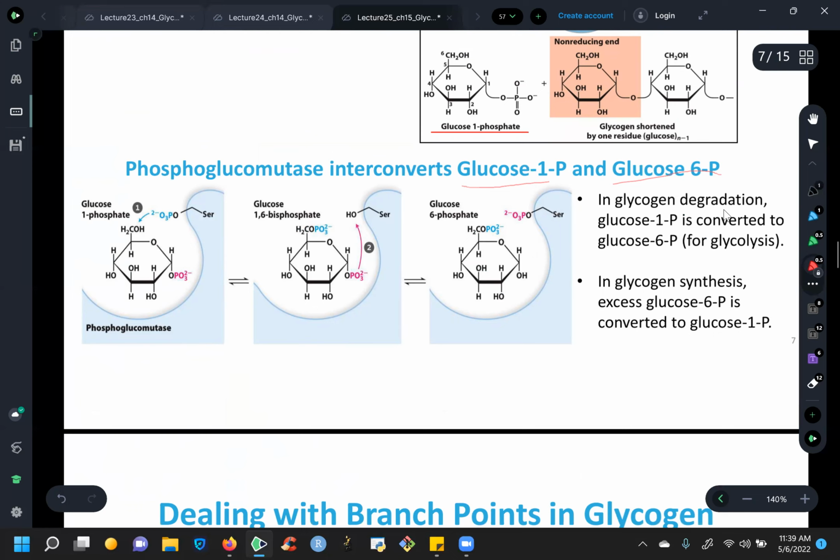In glycogen degradation, glucose 1-phosphate is converted to glucose 6-phosphate for glycolysis. Yeah, because for glycolysis, we need glucose 6-phosphate first. So in glycogen synthesis, glucose 6-phosphate is converted to glucose 1-phosphate. So that makes sense: for glycogen synthesis, we want glucose 1-phosphate, but for glycolysis, we need glucose 6-phosphate.